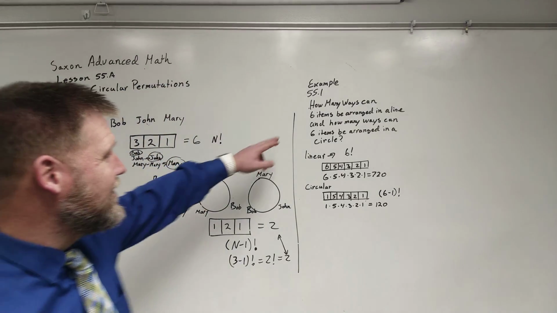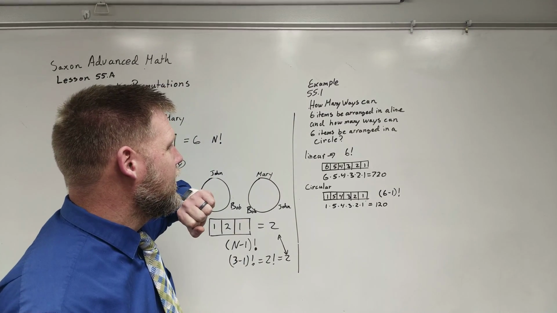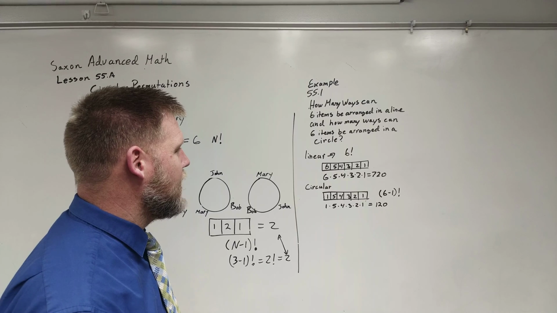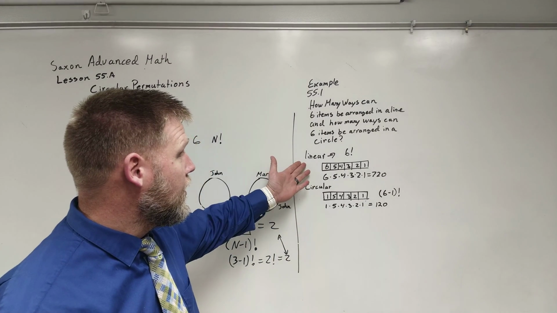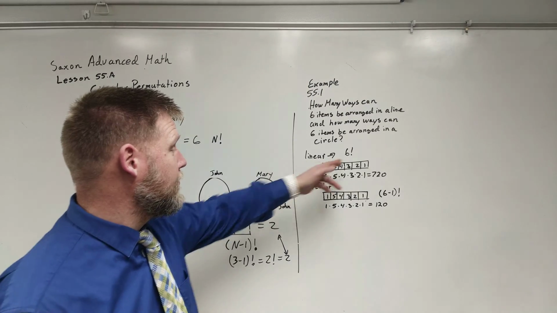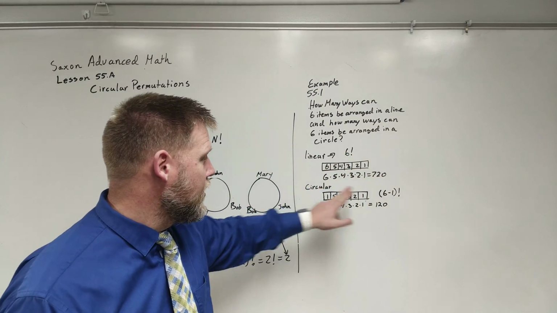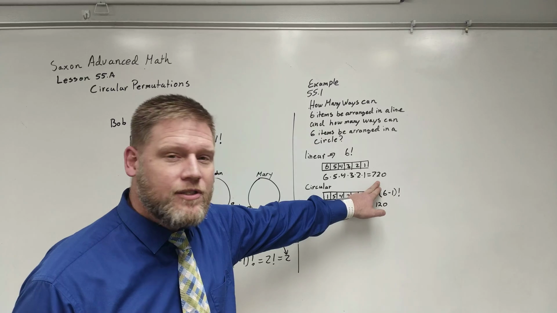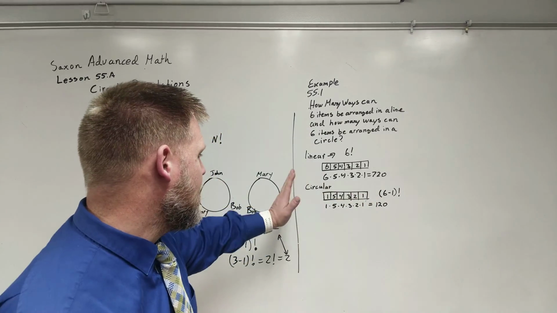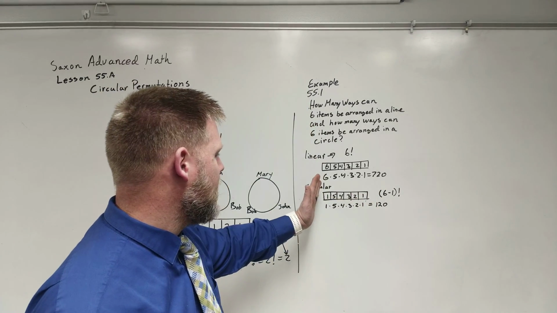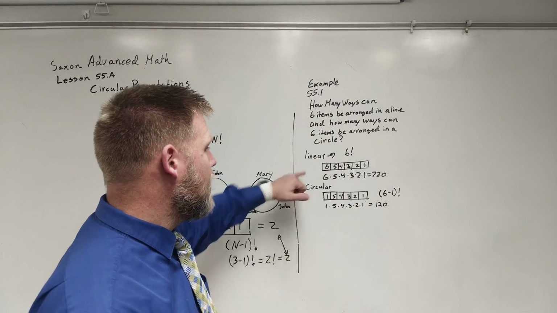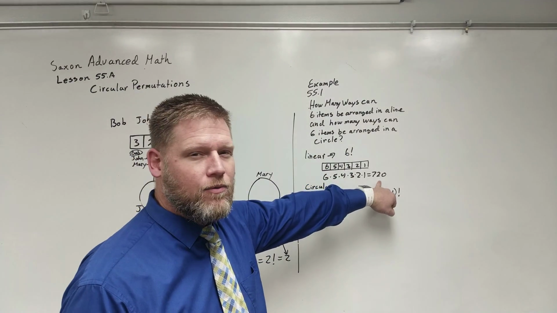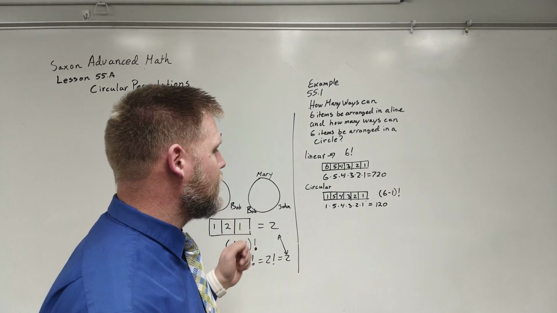How many ways can 6 items be arranged in a line, and how many ways can 6 items be arranged in a circle? Well, in a line, I would just say 6 factorial, right? 6, 5, 4, 3, 2, 1. And when I multiply those out, I end up with 720. There's 6 possibilities in the first box, that leaves me 5 in the second and 4 in the third, and so on. And we would come up with 720 different ways that 6 items can be arranged.